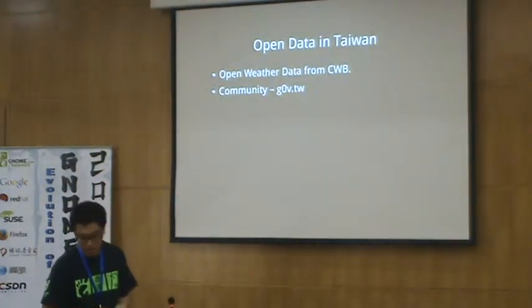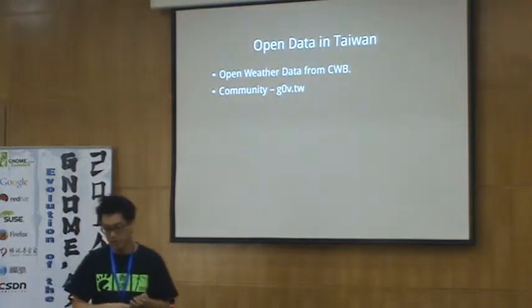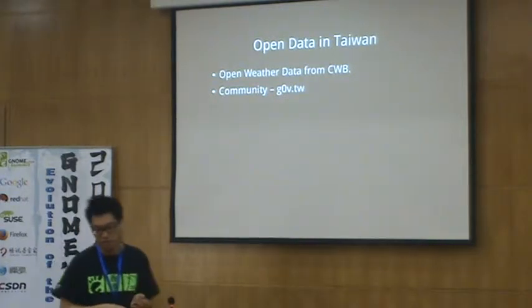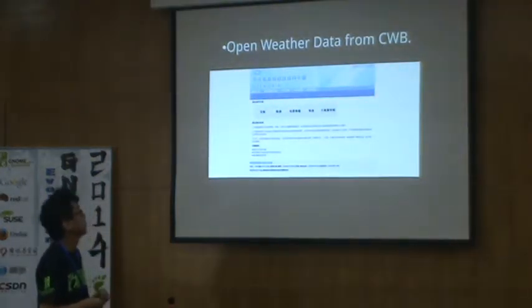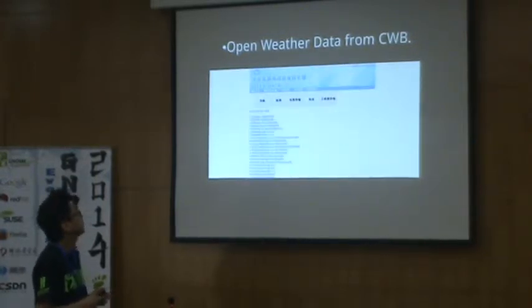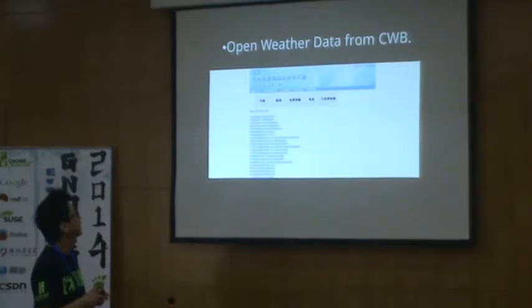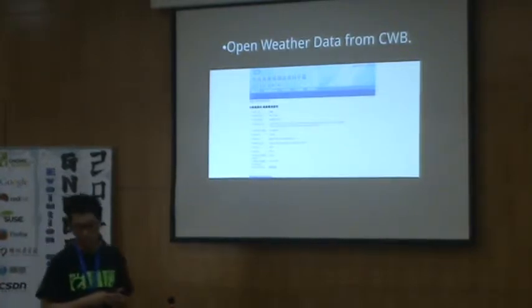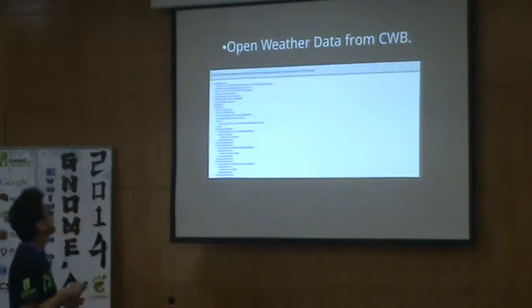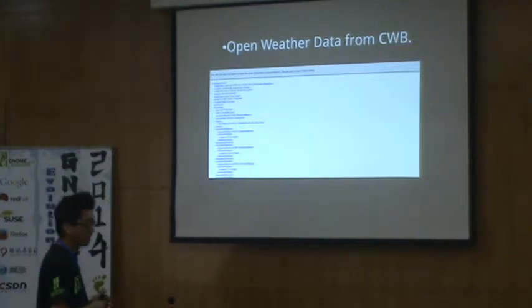So in Taiwan, they also have some open data for the weather. The CWB released open weather data, and the community at gov.tw is also working on open data. So this is the website of the open weather data at the CWB. You can see that they have many different categories of weather data, and in each category they have different kinds of weather information. And all of them are in a readable form such as XML. So you can see this is XML. This kind of open data is easily readable by other computer programs.